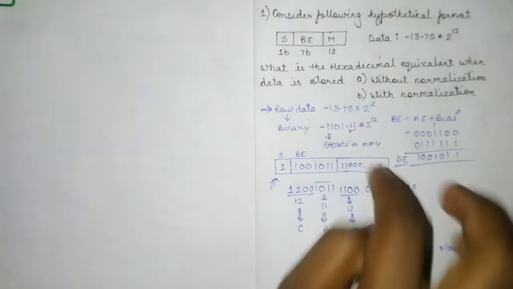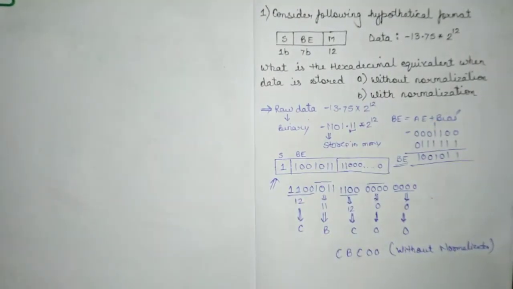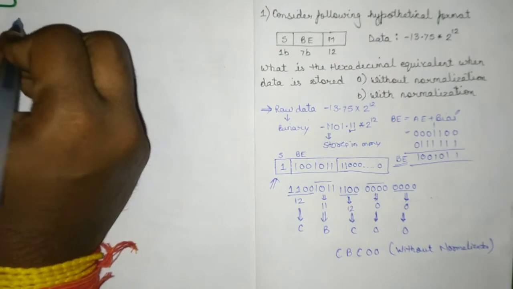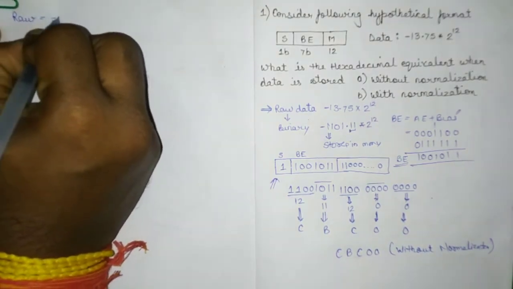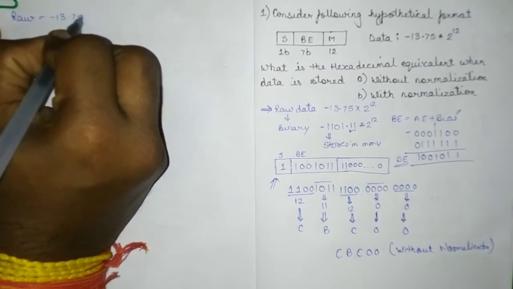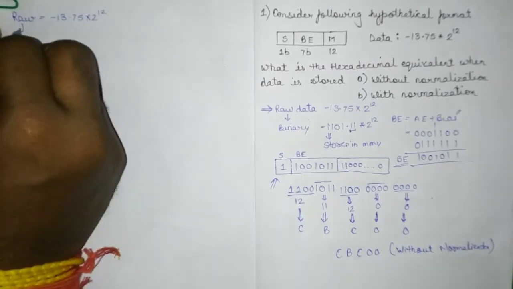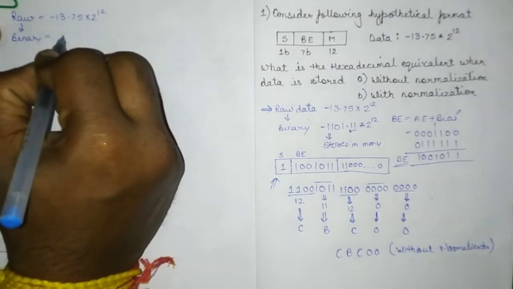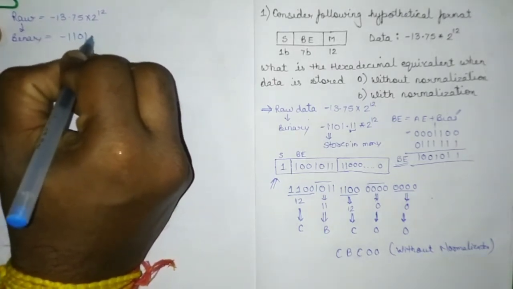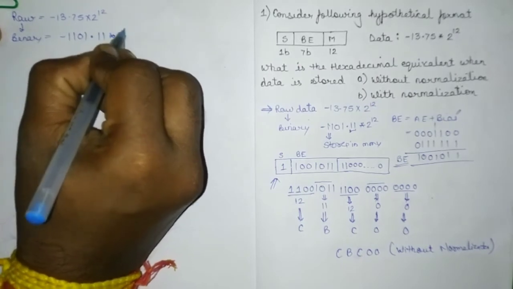So now we have to do the same question in the normalization way. So again, start with the raw data. We have the raw data as minus 13.75 into 2 to the power 12. Convert it into binary. So binary is minus 1101.11 into 2 to the power 12.